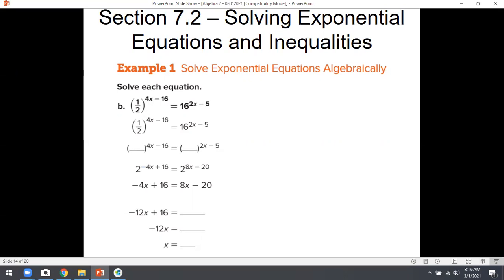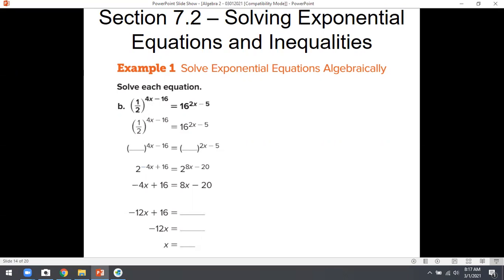Now, we're not quite there yet because over here we have some simplifying to do. We have a power raised to another power. And as we said before, when you have a power raised to a power, you multiply your exponent. So this side is going to be 2 raised to the, well, 4 times all this stuff, which would be 8x minus 20. So a lot of preliminary work just to get things set up. But after that, it's cake.